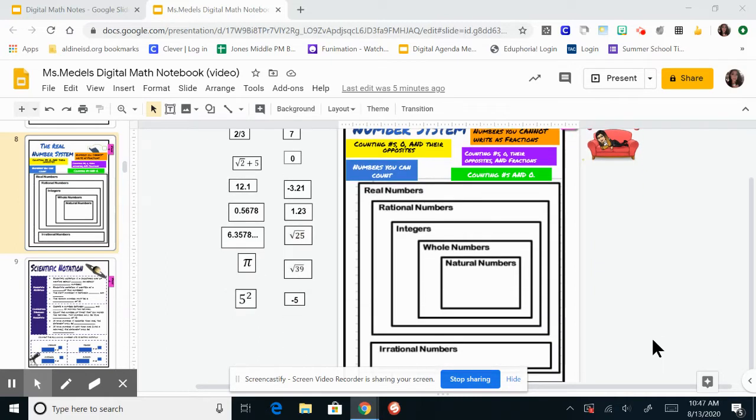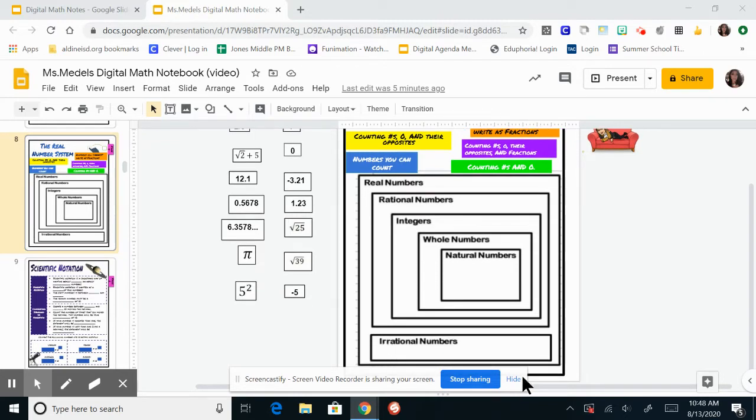You guys have actually seen this before. This is not the first time. You've seen this in sixth grade, you've seen this in seventh grade, and now you're going to see it again in eighth grade. The only real difference from last year to this year is that we have what are called irrational numbers, okay? And you can sometimes see this in squares, or they actually sometimes do circles.